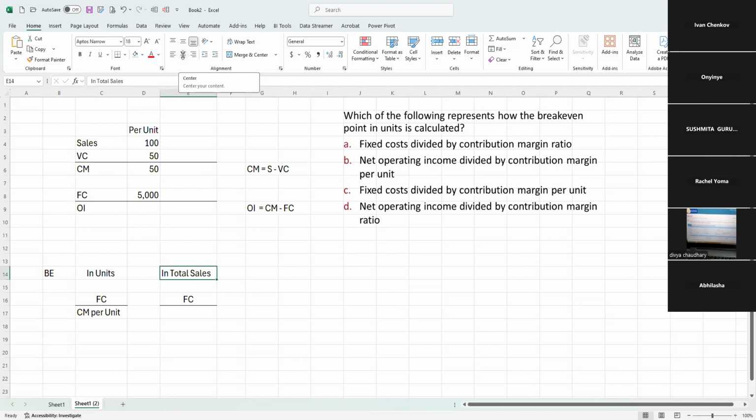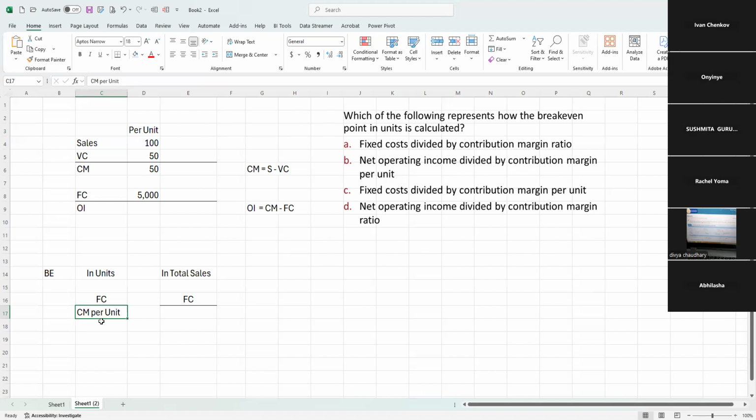If you have sales, how am I measuring the sales? In number of units or number of something else? Now we are measuring number of units. If I have number of units, I have two options. One option is to get the number of units that I need to sell. The other is to find out how much my total sales will be.